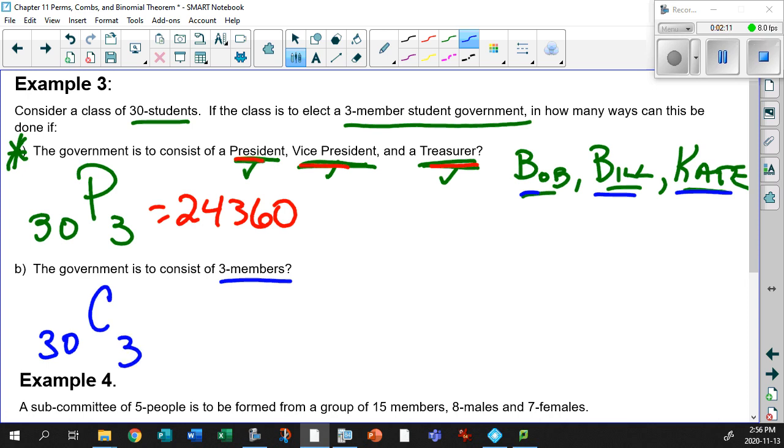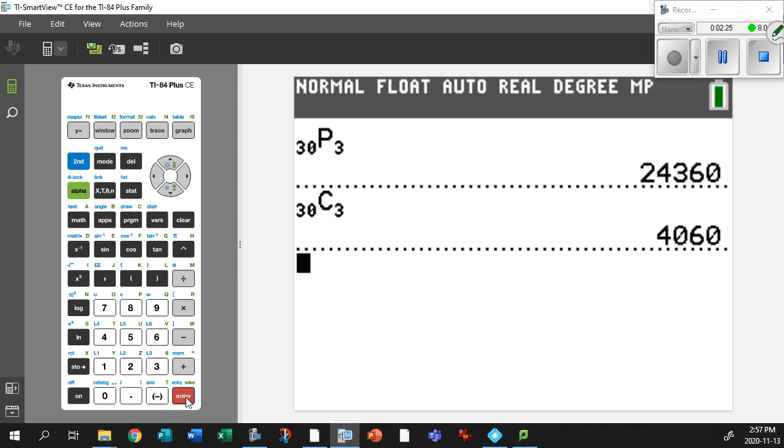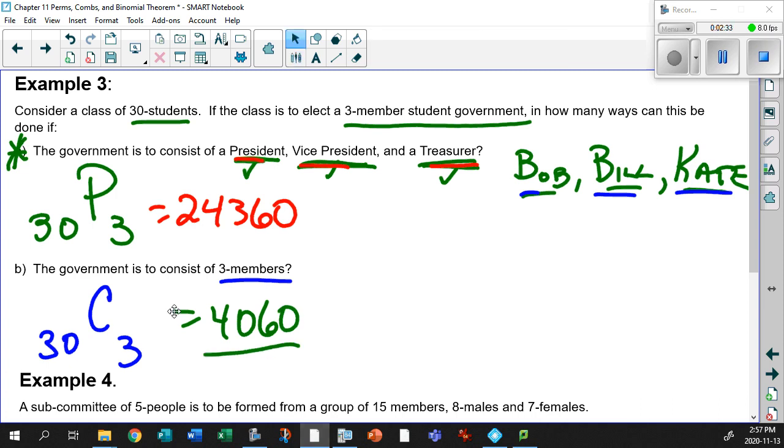Okay? Order doesn't matter. So let's go back to here. 30 choose 3 members, and look at the numbers. That just drops to 4,060 because you don't care what order they're in. 4,060 choices. As long as those 3 are on the committee, you're good. That's the difference between a perm and a com.